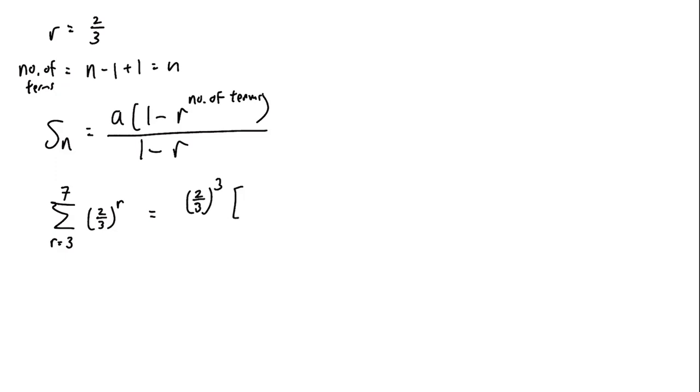Then you want to multiply this by 1 minus the common ratio, which is 2/3, raised to the power of number of terms. In this case, 3, 4, 5, 6, 7 is actually 5 terms, right? So you put down a 5. You don't just blindly copy the upper limit and put down a 7 here. You have to count the number of terms by considering the limit. 3, then 4, then 5, then 6, then 7. Total is 5 terms. But what's a faster way to get the 5?